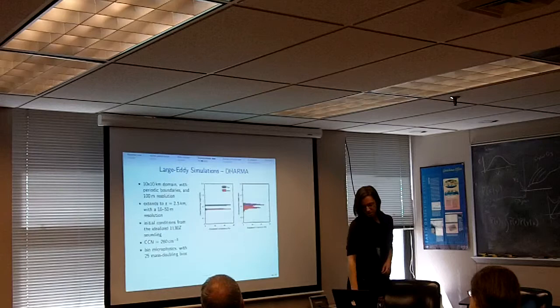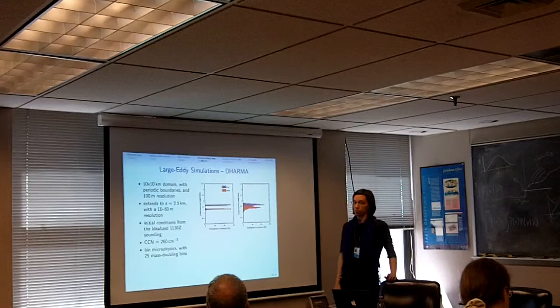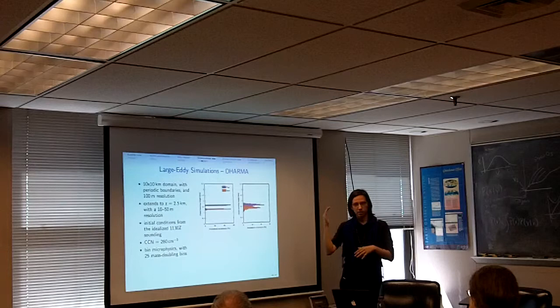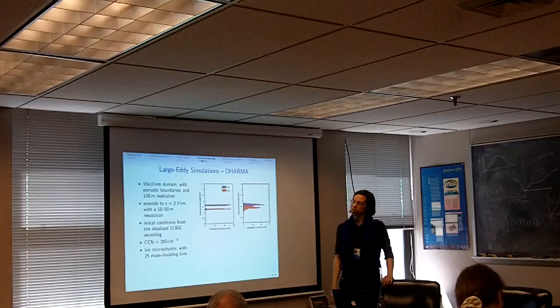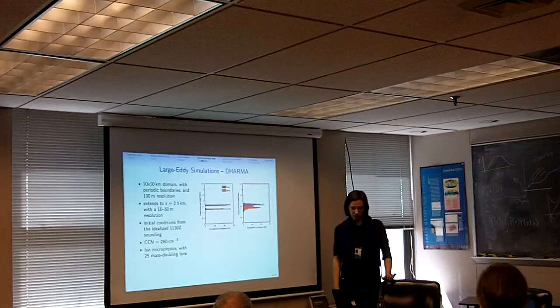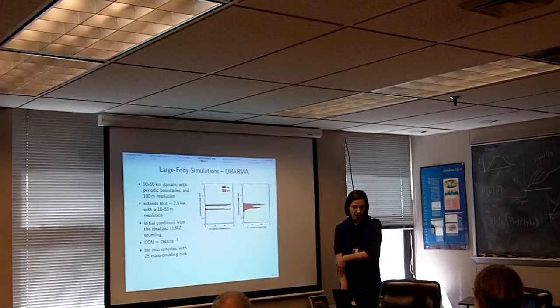So, the first thing we did is simulations, largely the simulations with the DHARMA model here at GISS. We're using a 10 by 10 kilometer domain with periodic boundaries and a 100 meter resolution in the horizontal. It extends up to 2.5 kilometers with a varying resolution of between 10 and 50 meters. We initialize it with the idealized sounding taken at 1130 Zulu. We set the CCN number to 260 per cubic centimeter. And it's a bin microphysics with 25 bins.